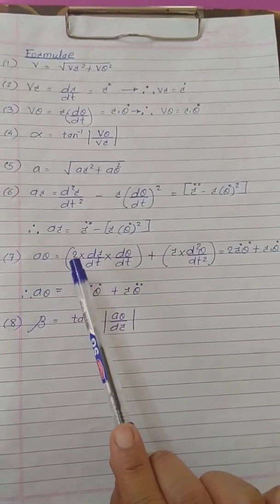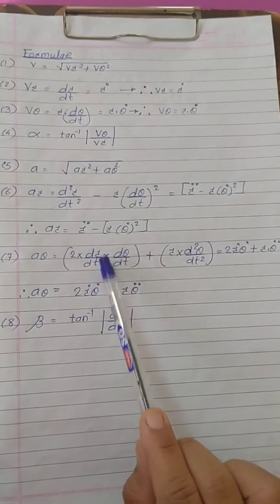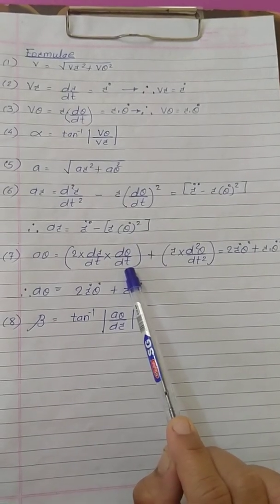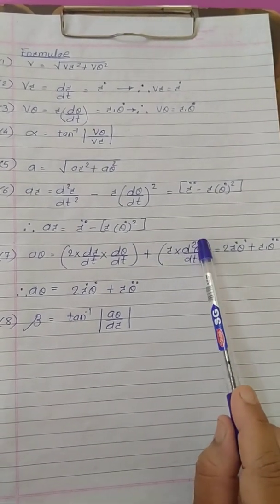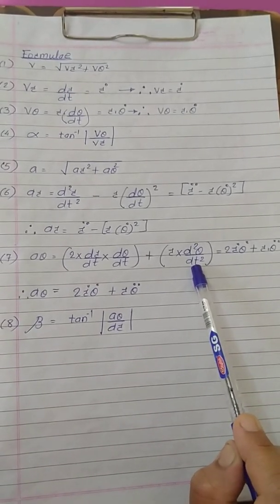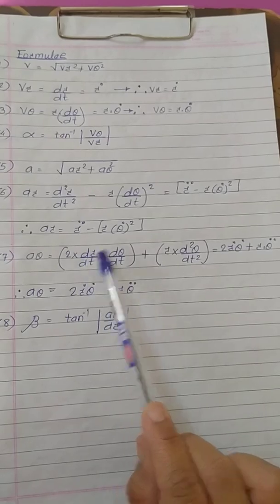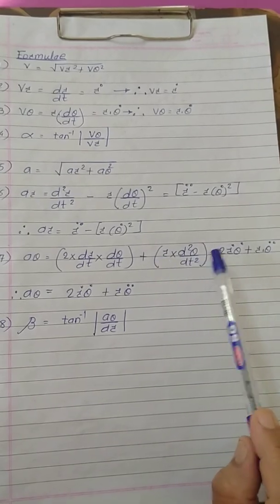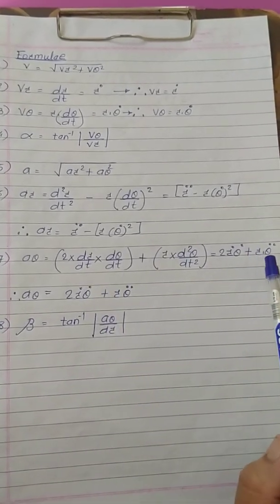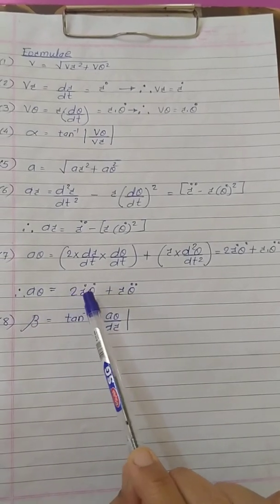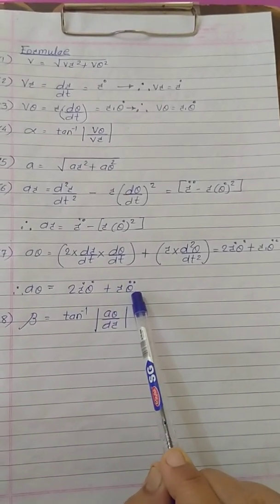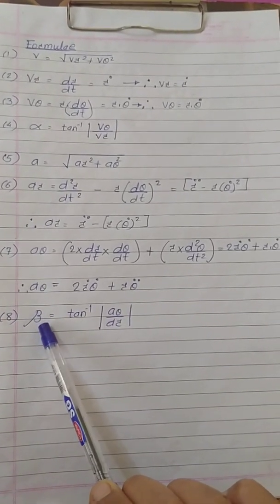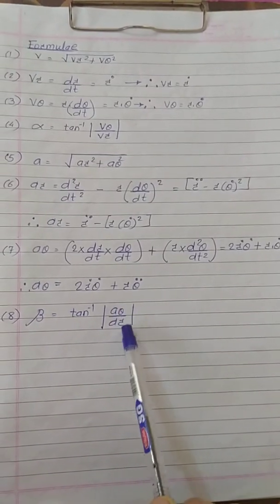Next a theta. So a theta is 2 into single derivative of r with respect to time multiplied by single derivative of theta with respect to time t plus r into double derivative of theta with respect to time t. So we can say this as 2 into r dot into theta dot plus r into theta double dot. So we can say a theta will be 2 r dot theta dot plus r theta double dot, and angle of acceleration with respect to radial axis will be beta. So it will be tan inverse of a theta by ar.